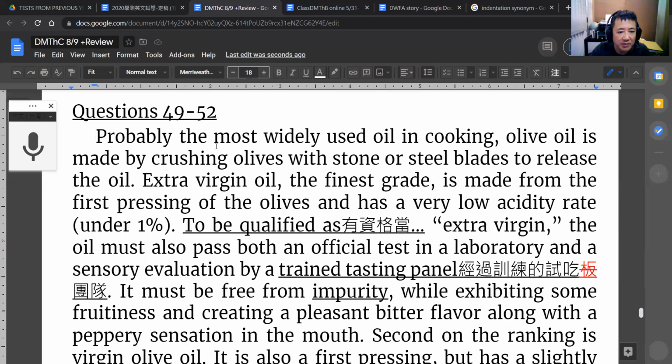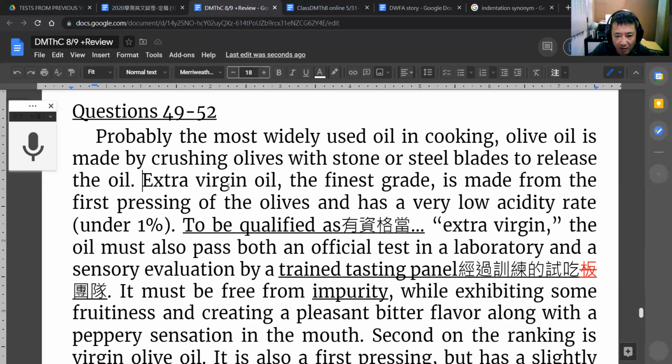All right. Probably the most widely used oil in cooking, olive oil, is made by crushing olives with stone or steel blades to release the oil. Okay. A blade is a 刀片. All right. So that's a blade. Okay. It's a little bit essential, blade. So they use stone blades or steel blades and then press the olives, 橄榄, to release the oil.